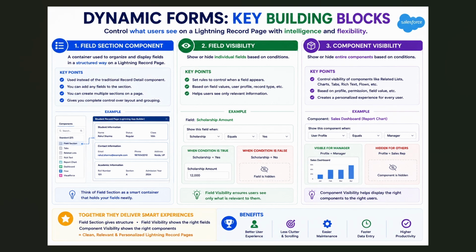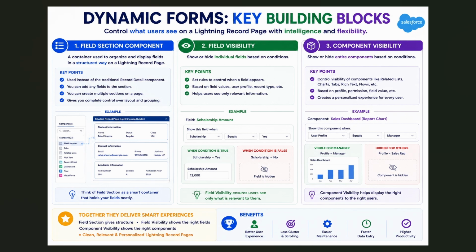Next we have component visibility. Dynamic forms also support component visibility. Not only fields, but entire components can be shown or hidden using component visibility. For example, show a report chart only for managers. You can also show a rich text announcement only for sales users. You can also show a flow only when a record reaches a specific status. This creates a highly personalized Lightning experience.